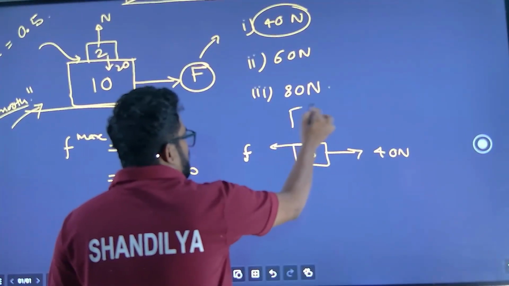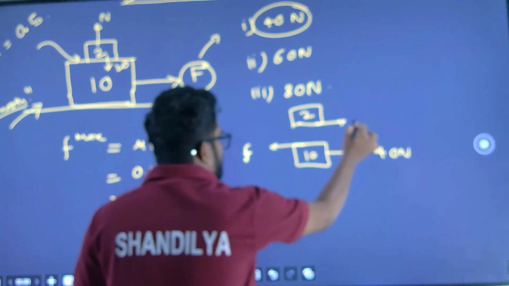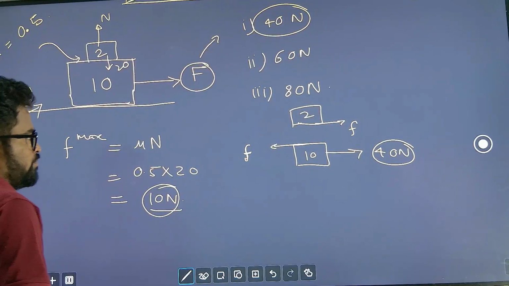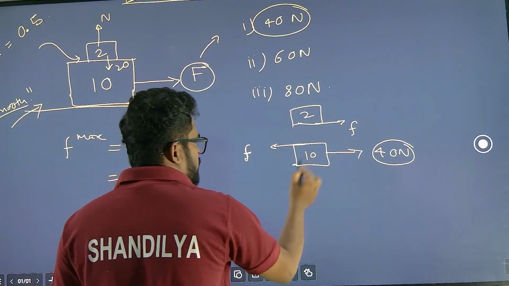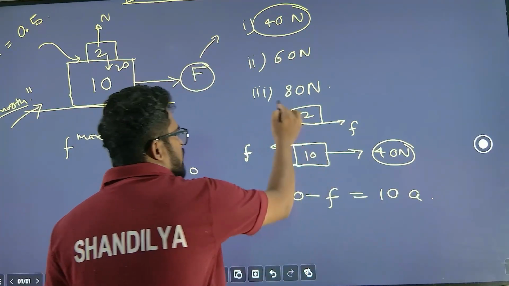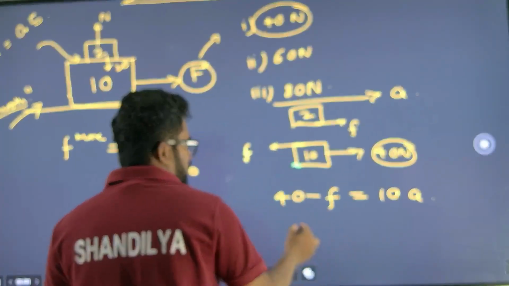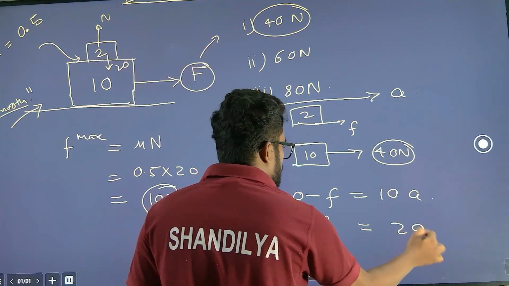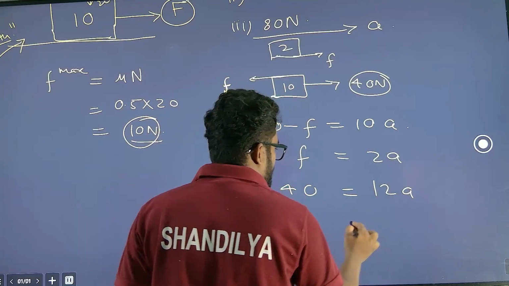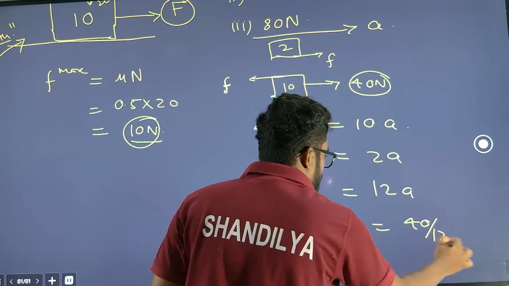Okay. And for the 2 kilogram, when you draw the free body diagram, there is forward friction F. Now this is 40 Newton, and the maximum available friction is 10 Newton. Okay. Let's see their acceleration. 40 minus F equals 10A. We are assuming that both are moving with the same acceleration. And F equals 2A. So from there we'll get 40 equals 12A, and acceleration is 40 over 12.